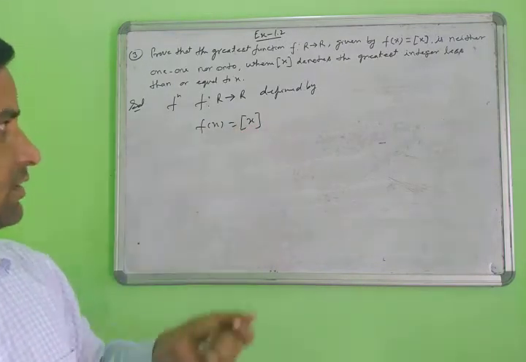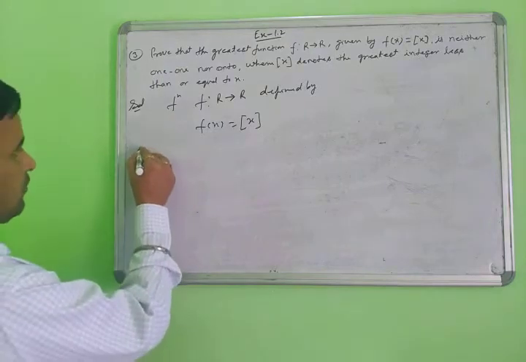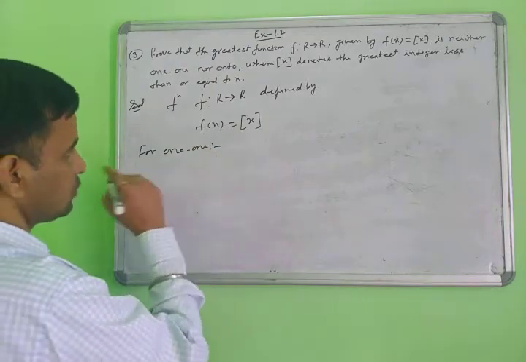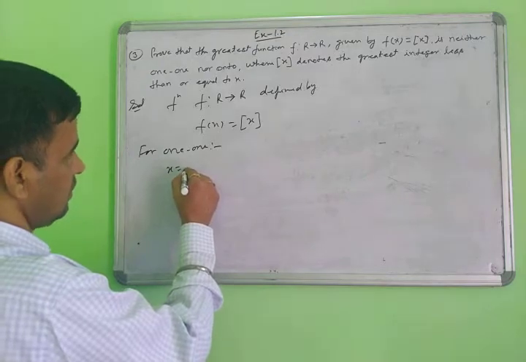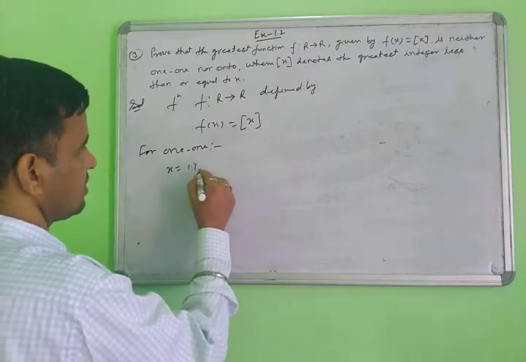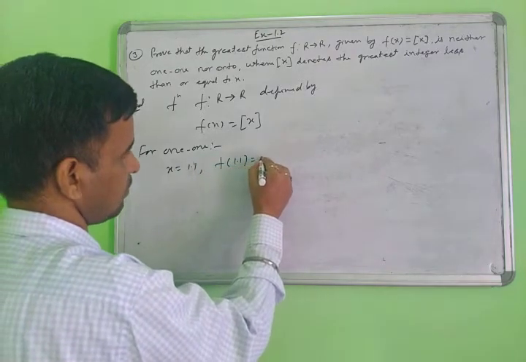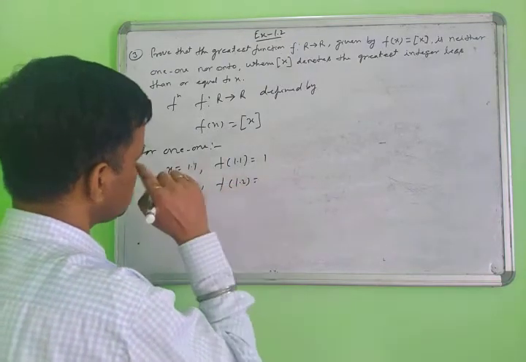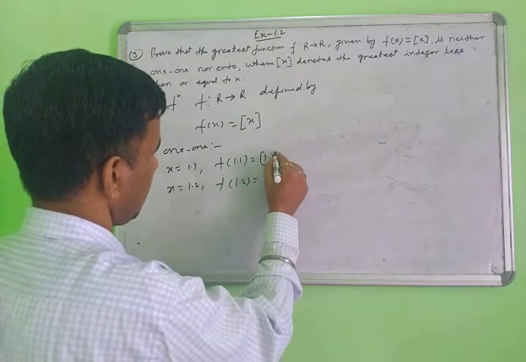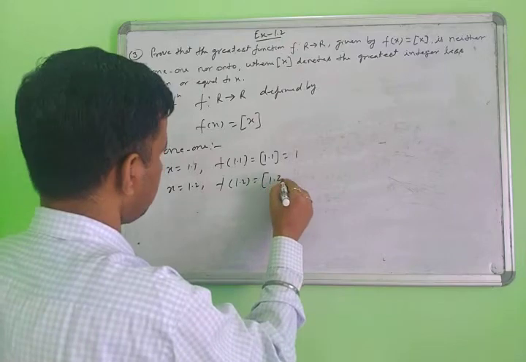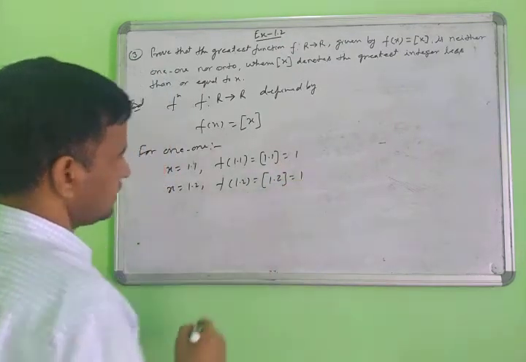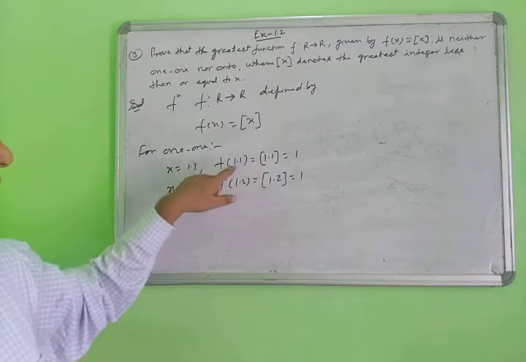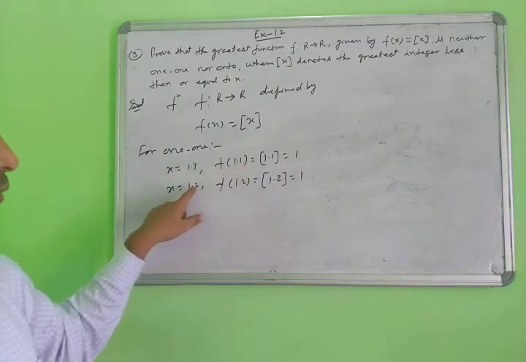According to the property of the greatest integer function, first we will check one-one. Suppose you put the value x equal to 1.1, that means f(1.1), what value comes here? 1. Same here, for 1.2, the result is 1. It means negative numbers are not required here, all positive numbers come the same. The image of 1.1 is 1, and the image of 1.2 is also 1.